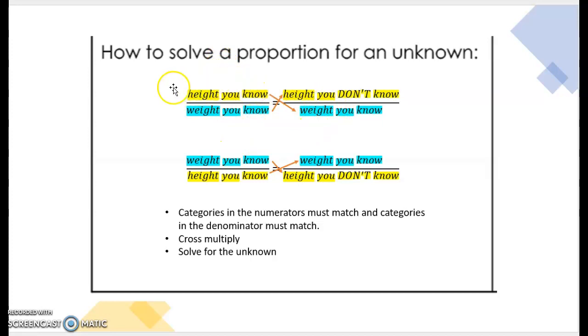So it's something you know over a different category of something you know, and it equals the same category that maybe you don't know and something you know. So sorry for all the words, but I just wanted to give you an idea. Category A over category B equals category A over category B. And one of these is an unknown and will always be a variable. It doesn't matter which way it gets set up as long as you're consistent. So categories in the numerators must match and categories in the denominators must match. You are going to cross multiply and then solve for the unknown. So if you haven't already, please pause me and get all this written down on your note sheet.